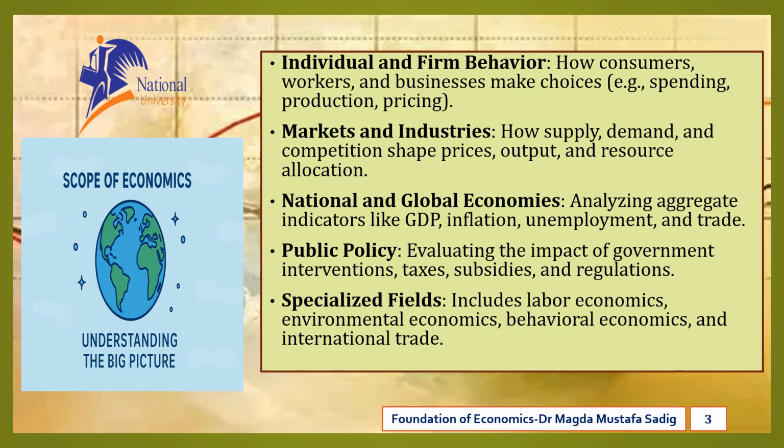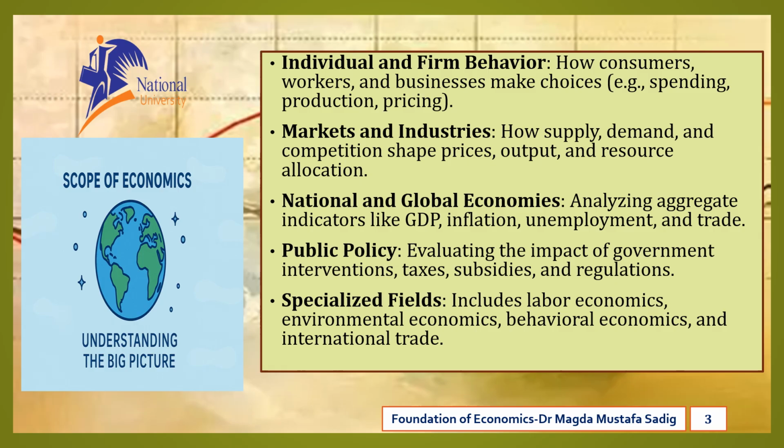understand. Let us start with individual and firm behavior and making choices. This is about how people and businesses decide what to do with their money, time, or resources. So everyone wants something, but they cannot have everything. So they choose what is best for them.